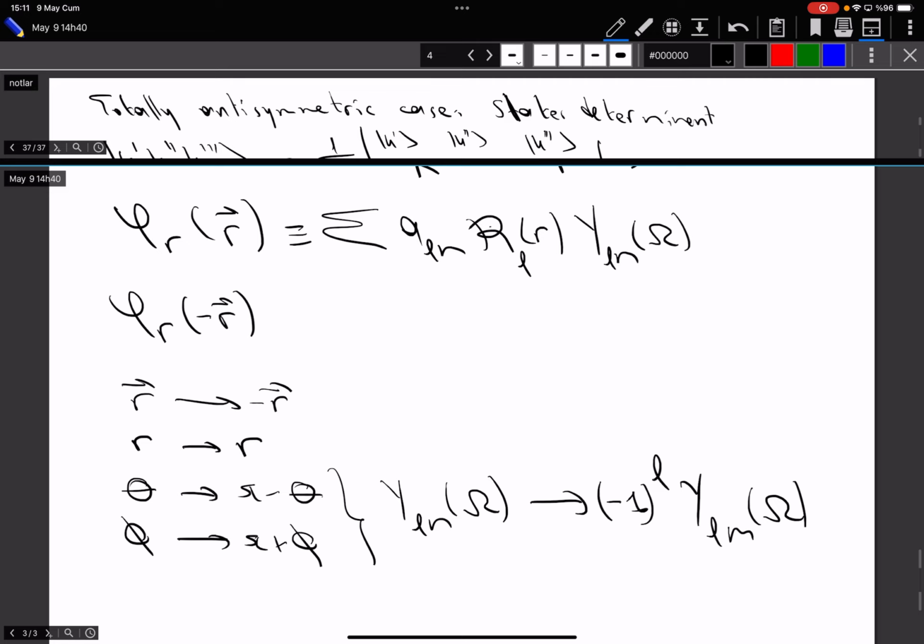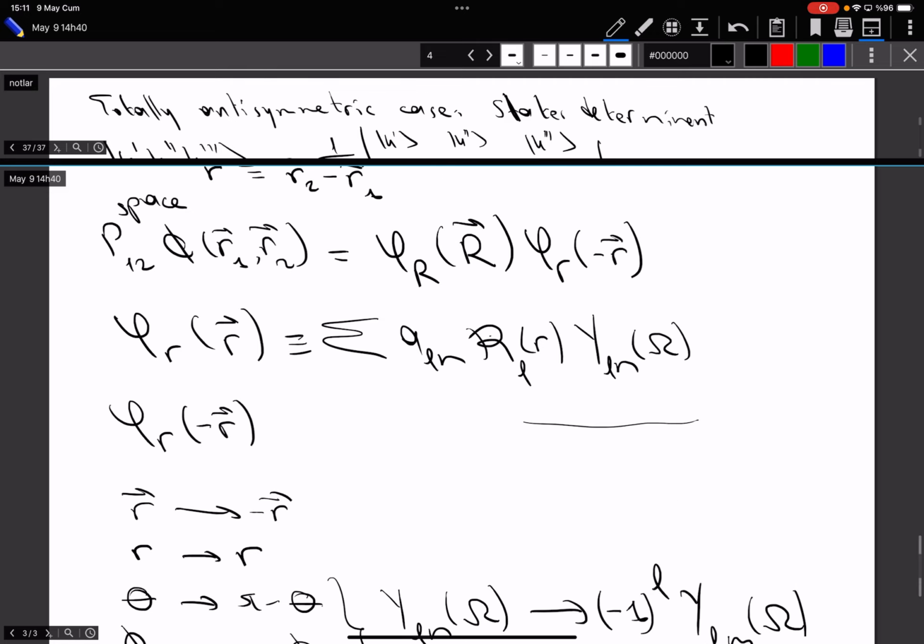So what does this tell me? Well, the space part of the wave function of these two-electron systems, its symmetry or anti-symmetry is determined by their angular momentum. If they have an odd angular momentum, then the wave function is anti-symmetric. If they have even angular momentum, the wave function is symmetric.